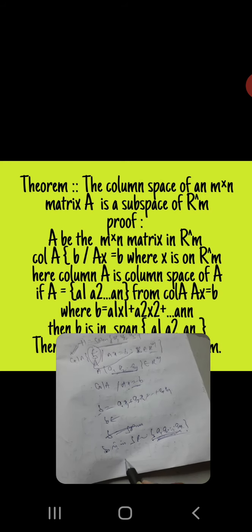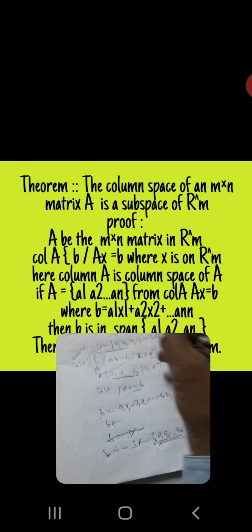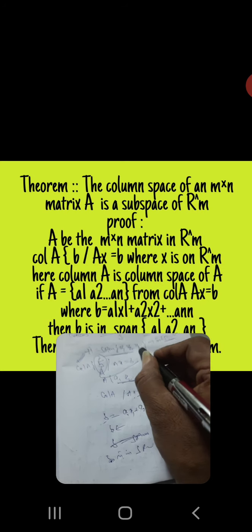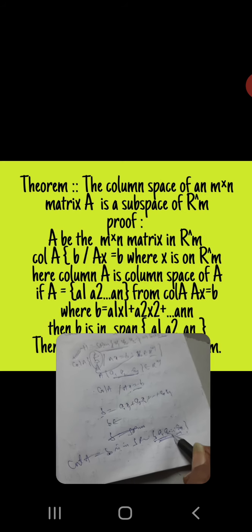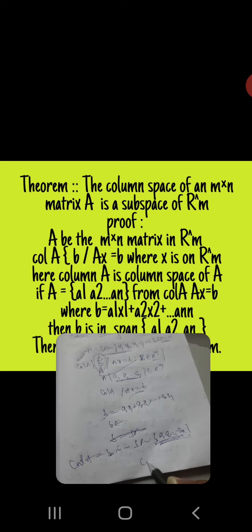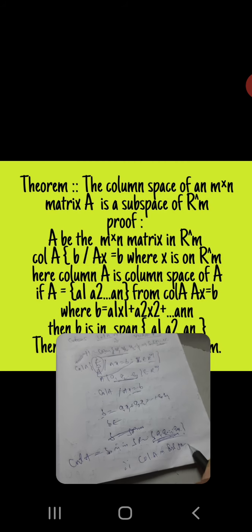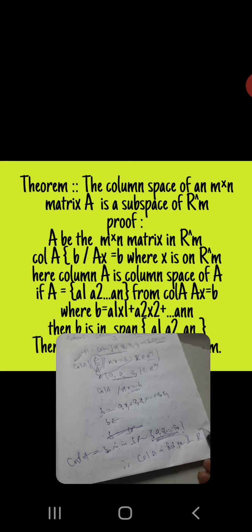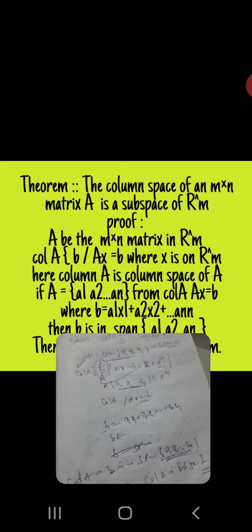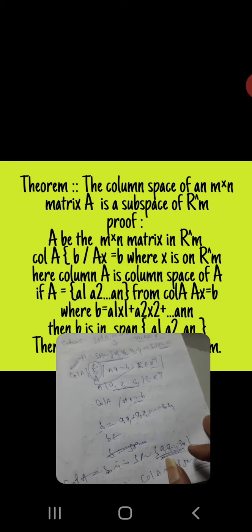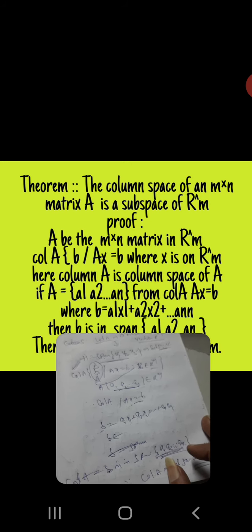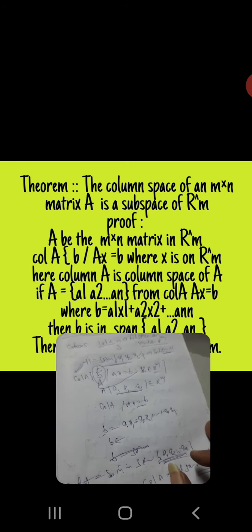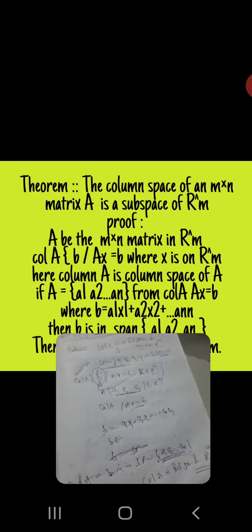Please observe, here you know one of the theorems. What do I have to say? Span of V1, V2, V3 is a subspace. Here also, Col A is the span of A1, A2, AN. Therefore, Col A is a subspace of R power M. This is the theorem: the column space of an M cross N matrix A is a subspace of R power M. This is the proof of the theorem.